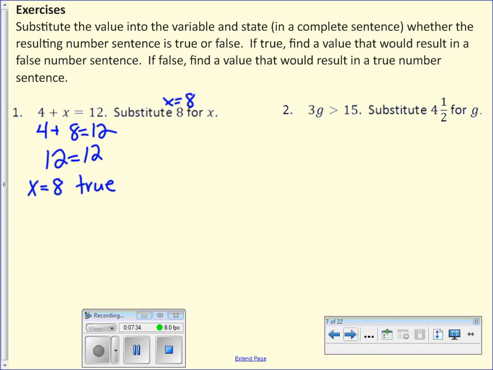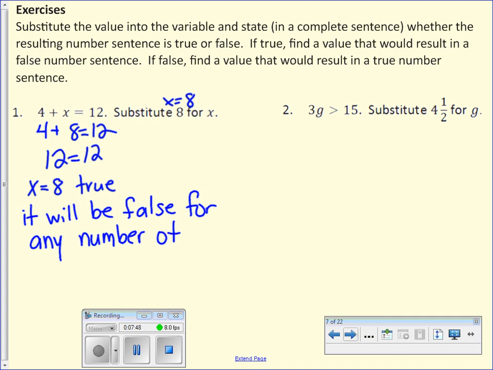So, it will be false for any number other than 8. 8.1, false. 8.01, false. 7.9, false. So you need to write this statement next to number 1 on your paper. You don't have room below it like I do, but you can write it next to it. Okay? It will be false for any number other than 8.